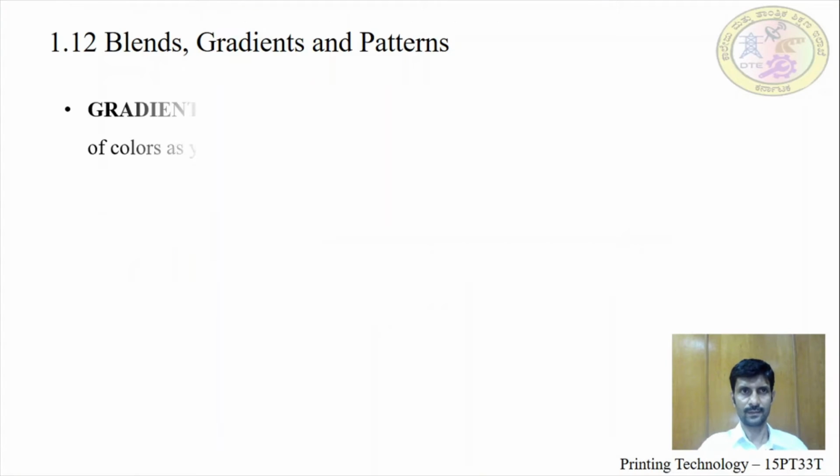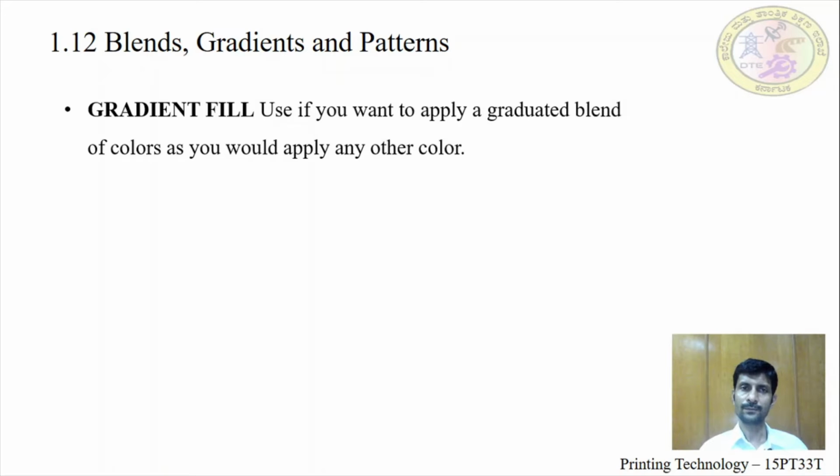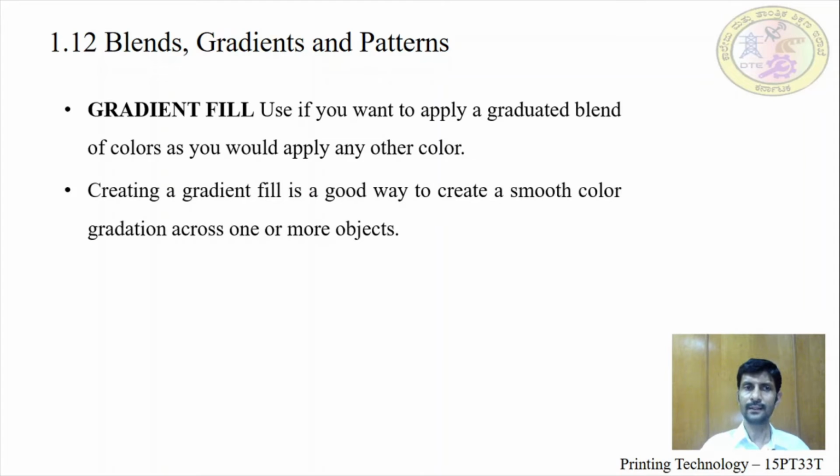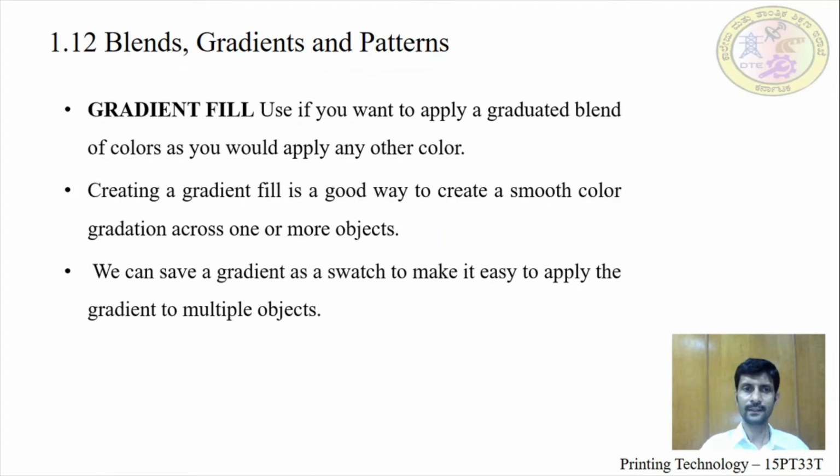Let us see the next one, gradient fill. Use it if you want to apply a gradient blend of colors as you would apply any other color. Even with two colors, we can gradually blend them, filling it so that the two colors blend smoothly. That is possible only in a gradient, like our rainbow colors. Creating a gradient fill is a good way to create a smooth color gradation across one or more objects. We can save gradients as swatches to make it easy to apply the gradient to multiple objects.